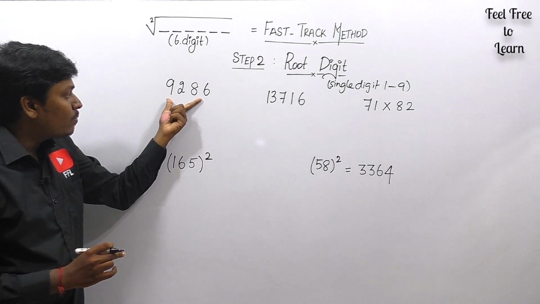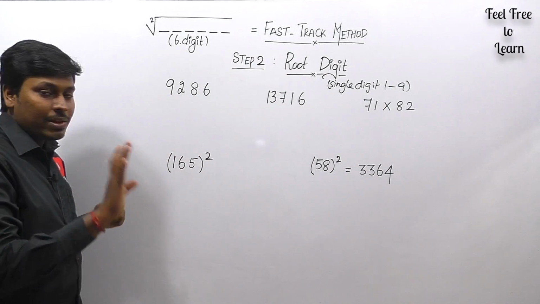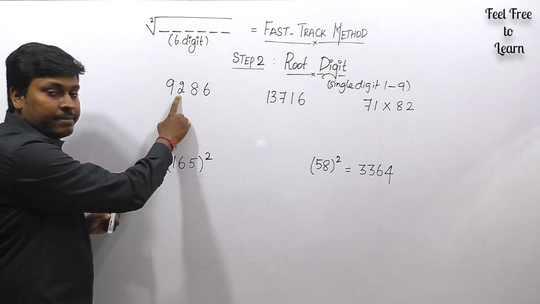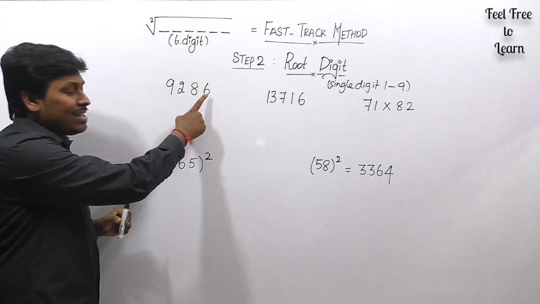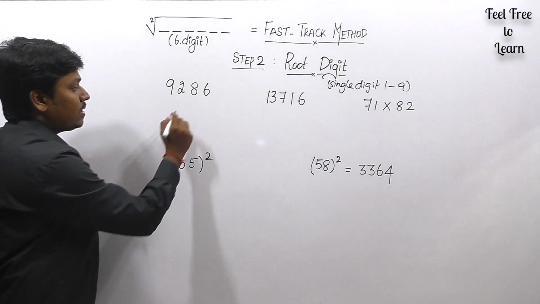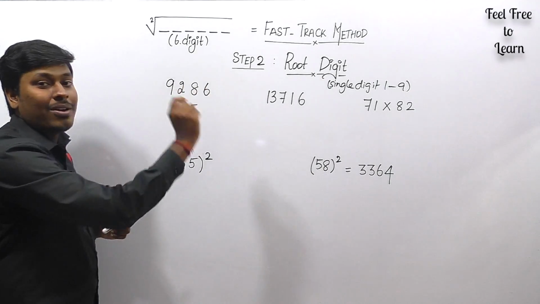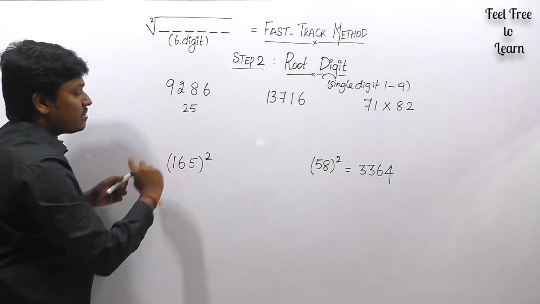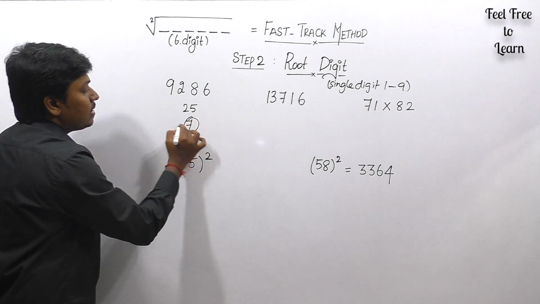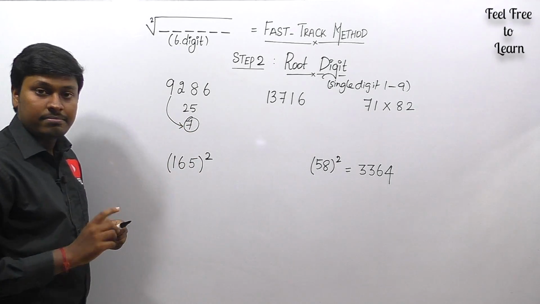So 9, 2, 8, 6, root digit of the number. So we are going to calculate what is the root digit of this number. Add all the numbers, friends. 8 plus 2 will be 10. 10 plus 6 will be 16. 16 plus 9 will be 25. Got it? When you add all the digits, it becomes 25. But the root digit should always be a single digit. So 5 plus 2 will be 7. So finally, the root digit of this number will be 7. Got it? Right.